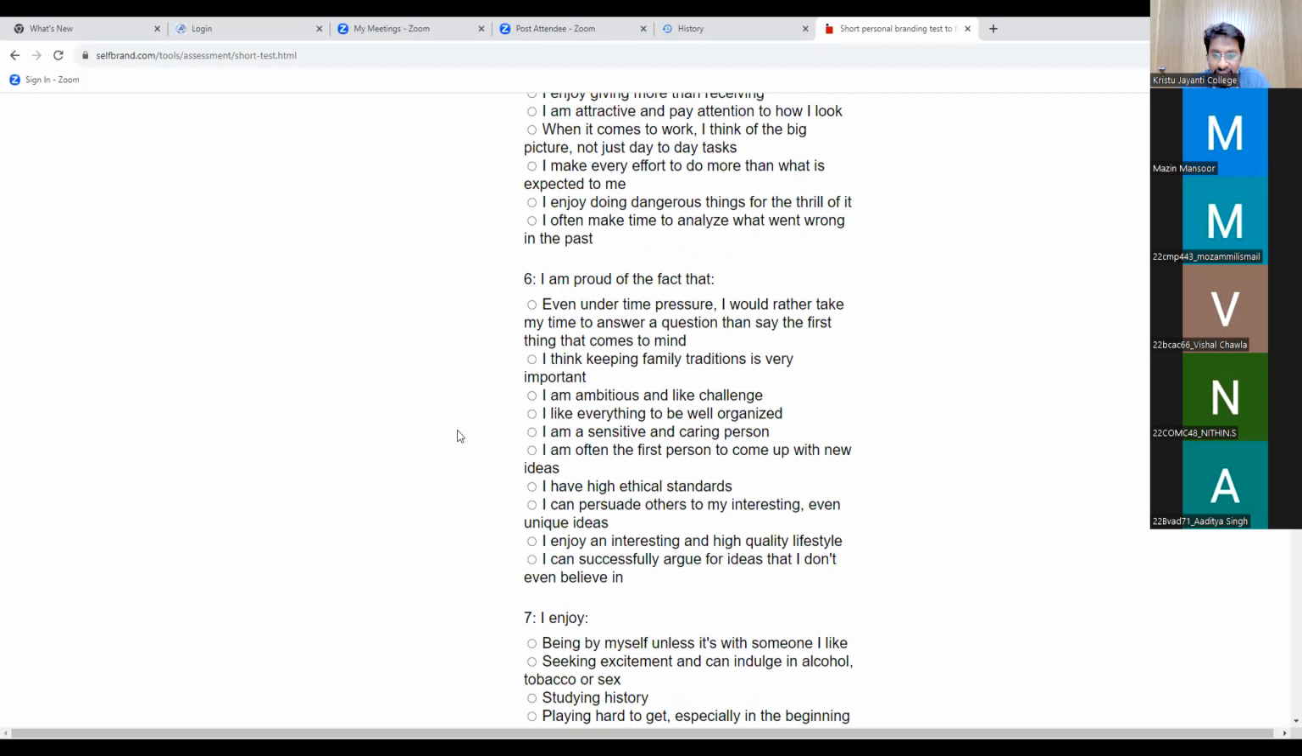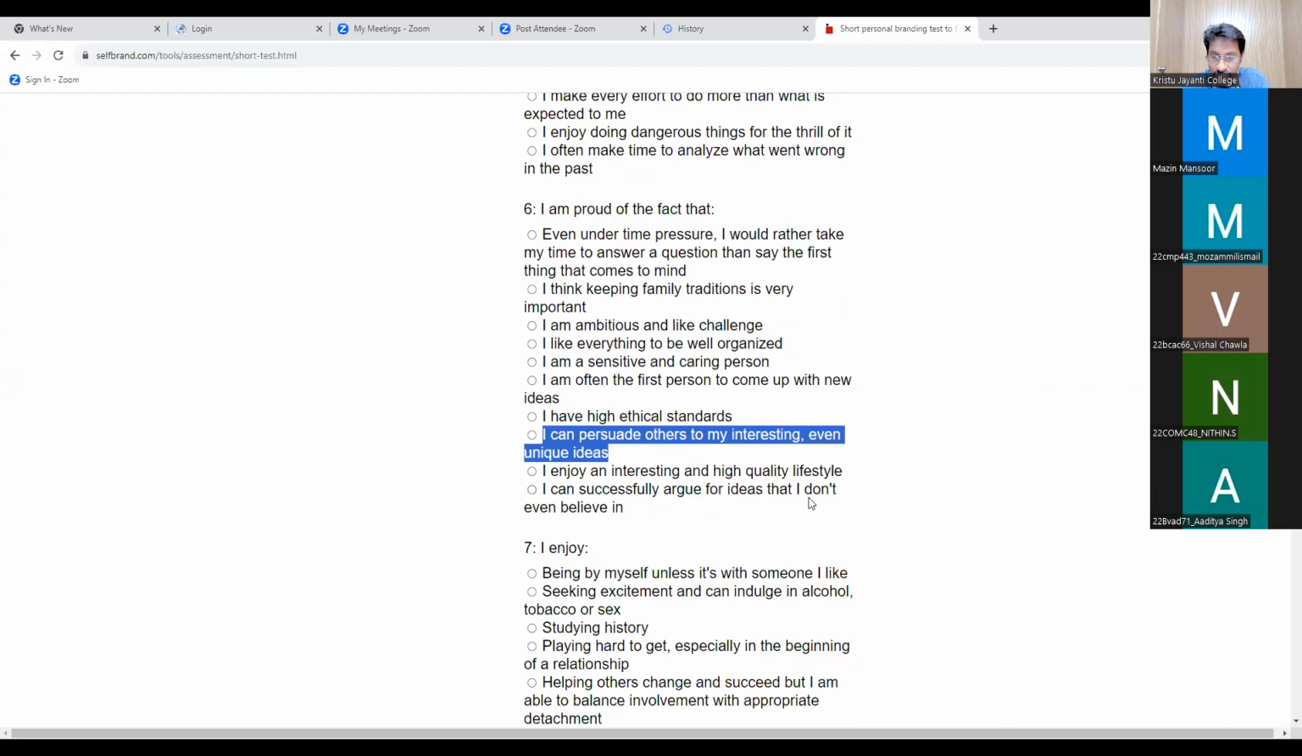I'm ambitious and like challenge. I like everything to be well organized. I'm a sensitive and caring person. I'm often the first person to come up with new ideas. I often have high ethical standards. I can persuade others to accept my interesting and even unique ideas. I enjoy an interesting and high quality lifestyle. I can successfully argue for ideas that I don't believe in.